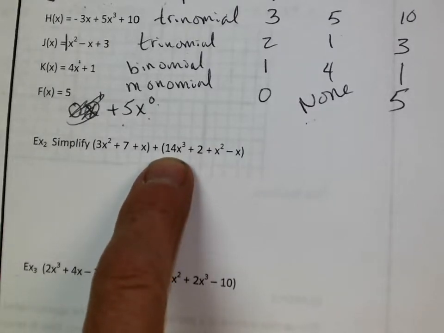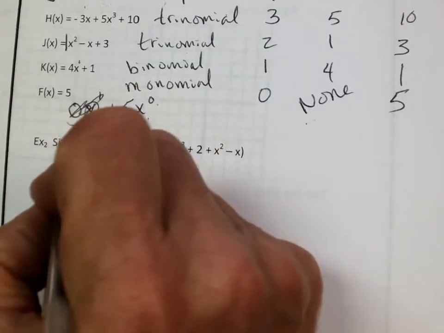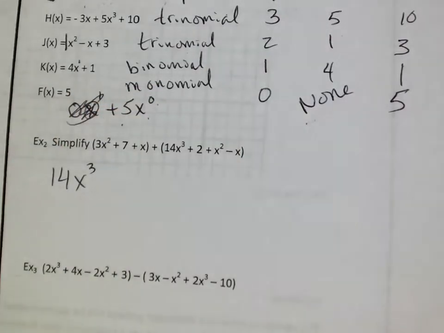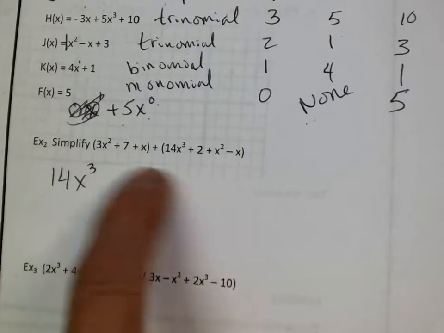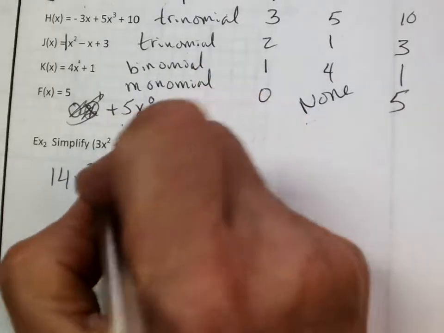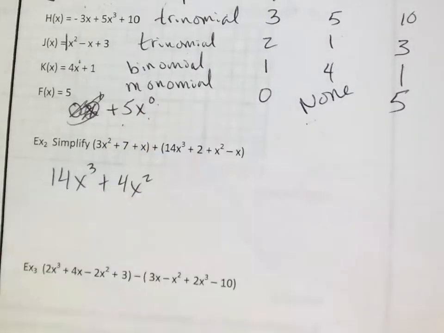No, so let's just write down the 14x cubed, okay? Here's a 3x squared. Are there any other x squareds? Yeah. Yeah, how about one more, right? Which makes plus 4x squared, right?